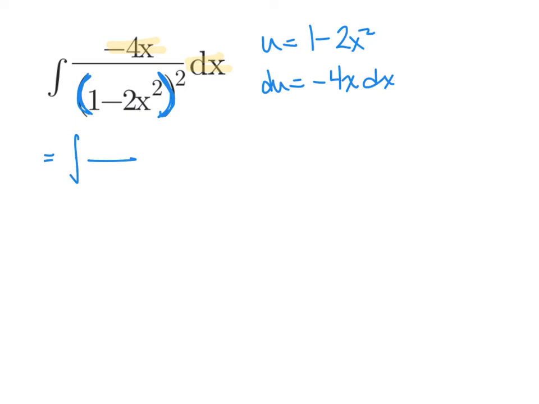Because we have that 1 minus 2x squared is our u, the denominator is going to be u squared. That negative 4x dx turns into our du. And so we'll leave our numerator of 1. That means that we're taking the integral of u to the negative 2 du. Again, just another power rule situation. So we increase the power by 1 and divide by that negative 1.